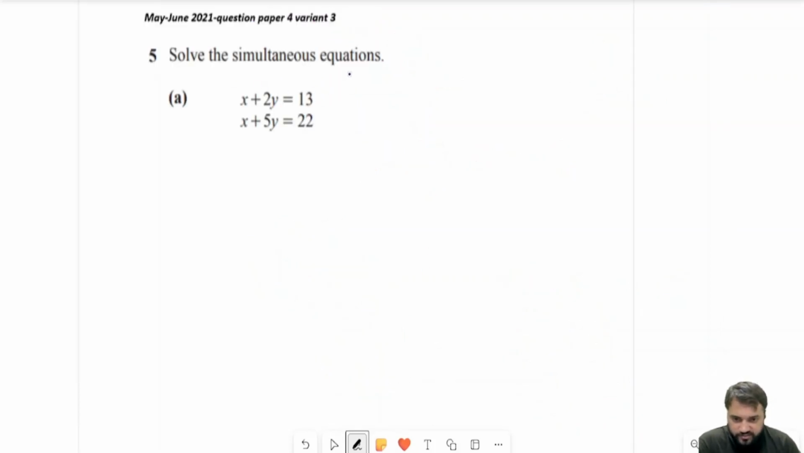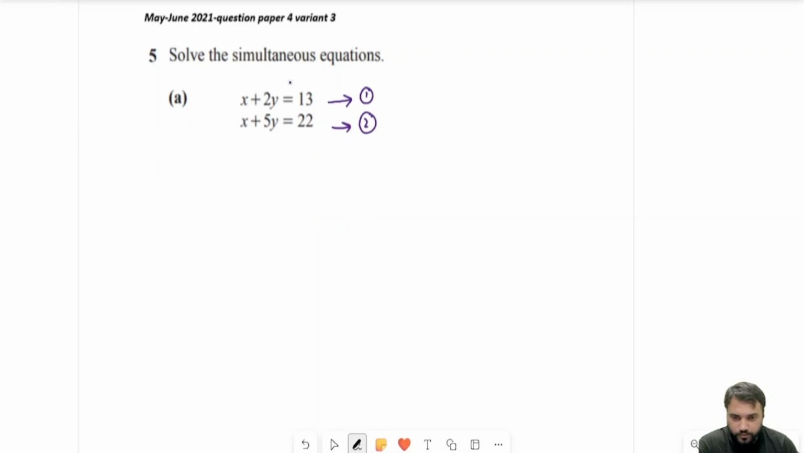Question 5 says solve the simultaneous equation. This question appeared in 2021 and the question is x + 2y = 13. We name it equation number 1, and x + 5y = 22. This is our second equation.